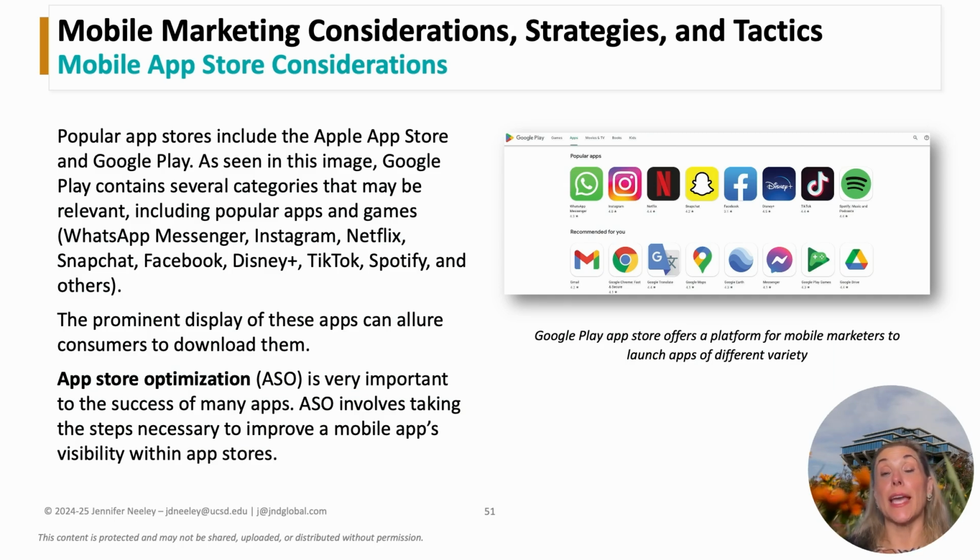Popular app stores like Apple App Store and Google Play display various apps across categories, including popular ones like WhatsApp, Instagram, and Spotify. This visibility can attract consumers to download these apps. App Store optimization, ASO, plays a crucial role in an app's success. ASO focuses on enhancing an app's visibility within app stores, making it easier for potential users to find it and download it.